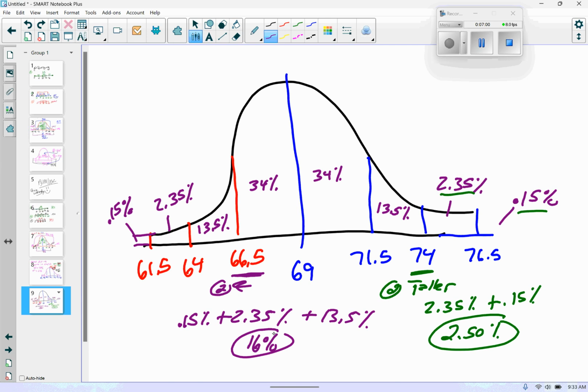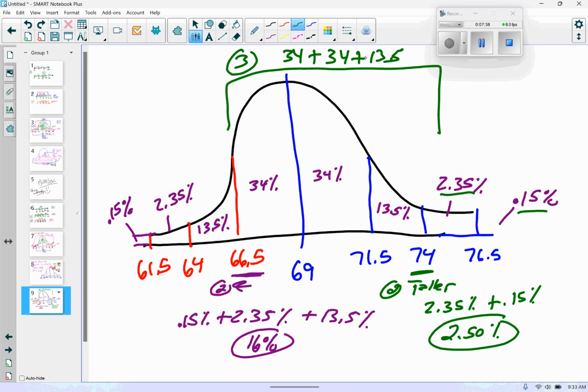Okay, so the chance that you were to walk out in society and select a male randomly, the chance that you find a male that is shorter than 66.5 inches is a 16% chance. Okay? And then number 4, what percent of U.S. adult males are between 65 and 74? Okay, between 65 and 74. So this is basically going to be 34 plus 34 plus 13.5.